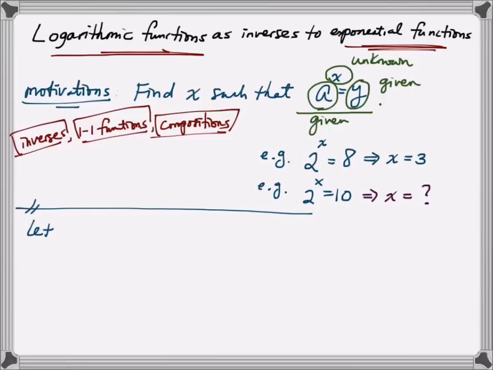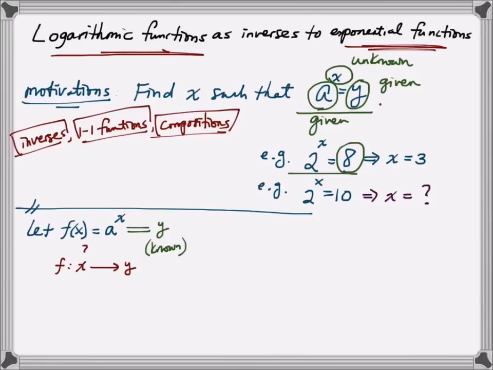I'm going to start by letting f of x be a to the x. I'm also going to say that this is equal to some known value y, like in the case of 2 to the x equals 8, the y value here is 8. In general, we can see that f takes the input x to produce some output y. We have the situation where the input is unknown, but the output is known.